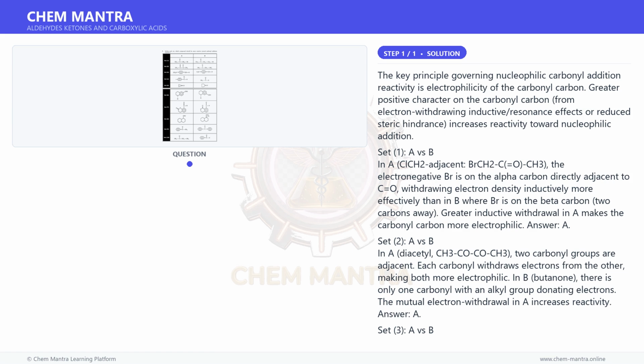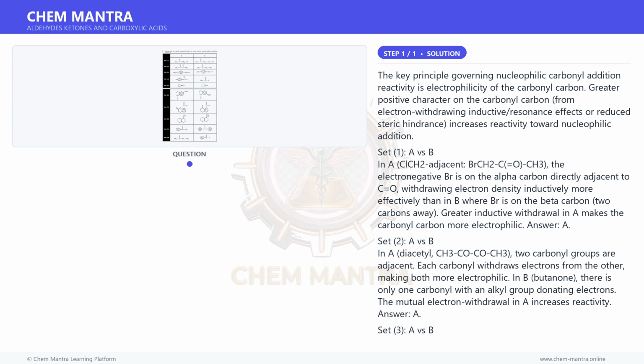Cyclopropanone, a 3-membered ring, is much more reactive than cyclopentanone, a 5-membered ring, toward nucleophilic addition. The small ring angle strain in cyclopropanone means the carbonyl carbon is forced to adopt geometry closer to sp3 in the transition state, which relieves ring strain. The ring goes from about 60° bond angles toward the tetrahedral 109°. This strain relief accelerates addition. Cyclopentanone has near-ideal ring geometry and no such driving force. Answer A. Set 6, A versus B.